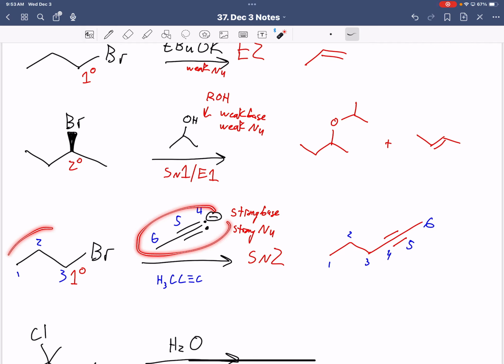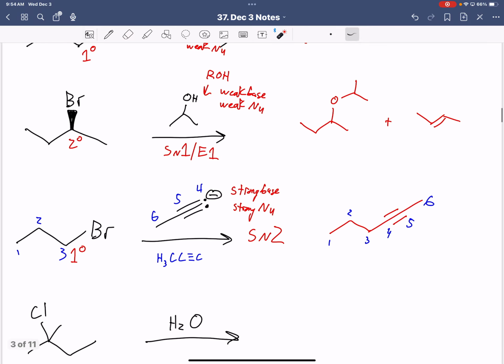And we've seen this before, right? We talked about this back when I introduced alkynes. And remember back then I told you it had to be a primary substrate? Well, now you know why, because if it was secondary, it would do an E2 instead. It all comes back, guys.